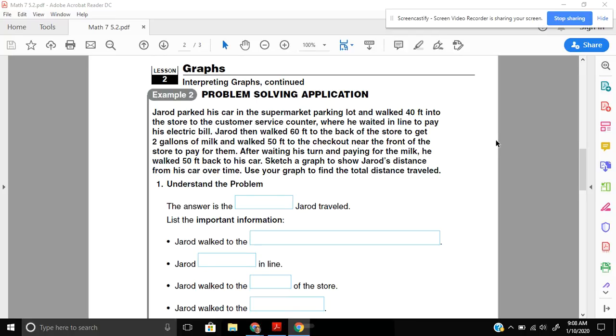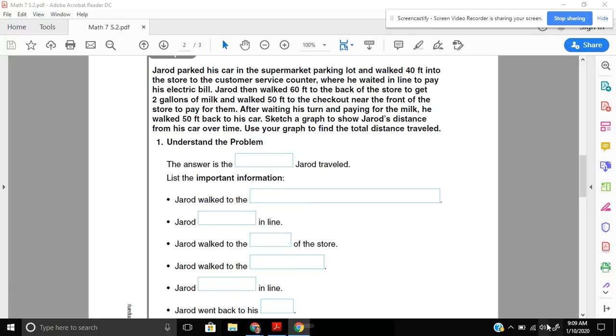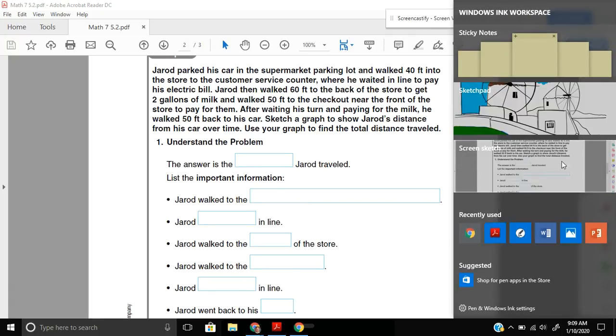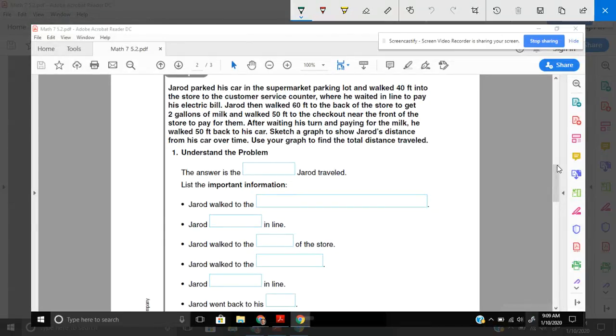And this one is going to be one of those problems where we break it down step by step. You can see that it's awful wordy. We're just going to break it down here and try to understand the problem and see what's happening. So don't get too fuzzled by the wordiness of it. Just take it one piece or one sentence at a time. It should help you. It says Jared parked his car in the supermarket parking lot and walked 40 feet into the store to the customer service counter.